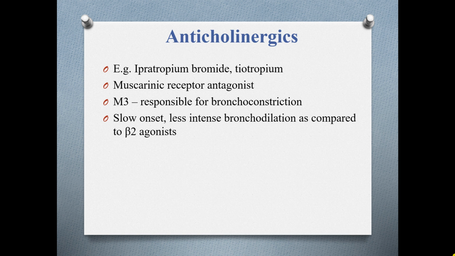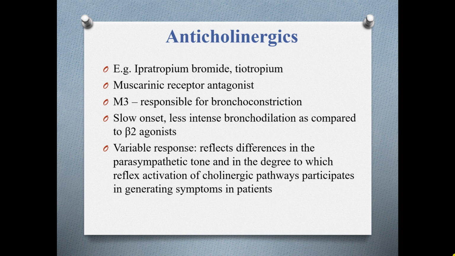These drugs have a slow onset of action, and less intense bronchodilation is produced as compared to beta 2 agonists. The response is very variable with anticholinergic drugs, which mainly reflects the differences in parasympathetic tone and the degree to which reflex activation of the cholinergic pathway participates in generating symptoms in the patient. So if the patient has a high underlying parasympathetic tone, then anticholinergics would be helpful, which is the case in COPD, which is not very important in asthma patients.